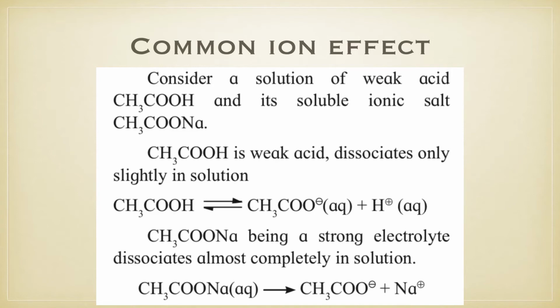Instead of a weak acid, let's take a weak base, for example. What is that weak base? NH4OH, and its salt is NH4Cl. So you can write the reactions, right? The first reaction: NH4OH dissociates partially as NH4 plus and OH minus. The second reaction: NH4Cl will completely dissociate into NH4 plus and Cl minus. Which is the common ion? NH4 plus is the common ion.